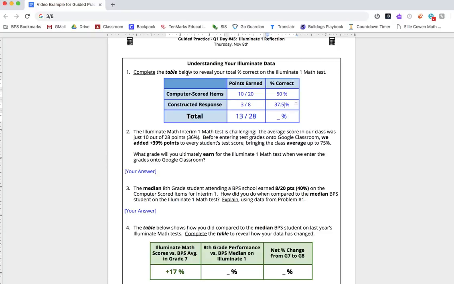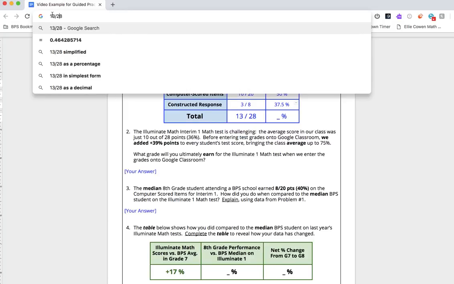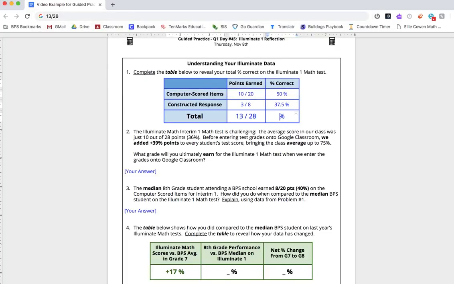13 out of 28, again, I don't know what 13 divided by 28 is, so I'm going to use a calculator to help me out. 13 divided by 28, 46.4%. I'm going to go ahead and round that off to 46%. This symbol here says it's close to or rounded off to 46%. So when you combine these two things, the student's total score is 46% correct, or 13 out of 28 points available were correct yesterday. The second part is going to ask you to figure out what your grade will look like on Google Classroom for this test grade if you scored a 46%.